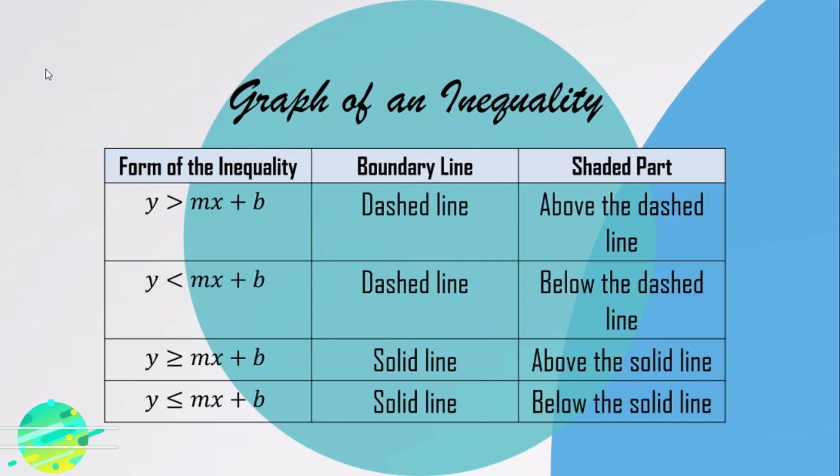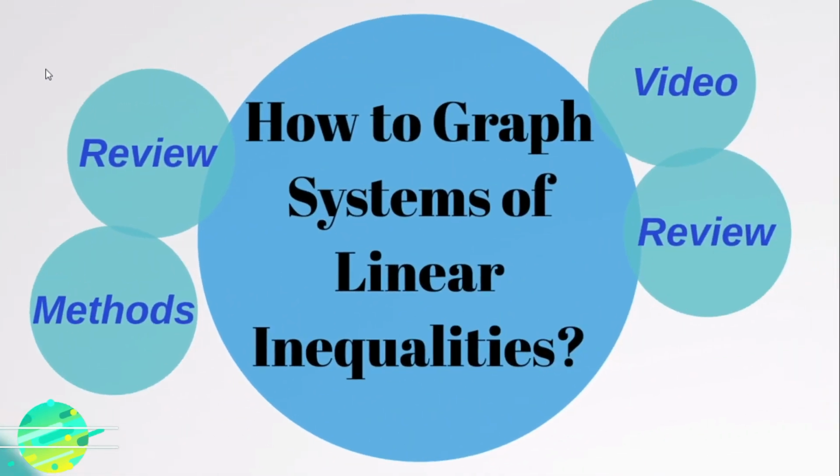While for this, y is greater than or equal to mx plus b, so solid line na siya. And since greater than, so above the solid line. Y is less than or equal to mx plus b, that would be solid line. And since less than or equal siya, so below the solid line. Let's proceed with the method to graph systems of linear inequalities.